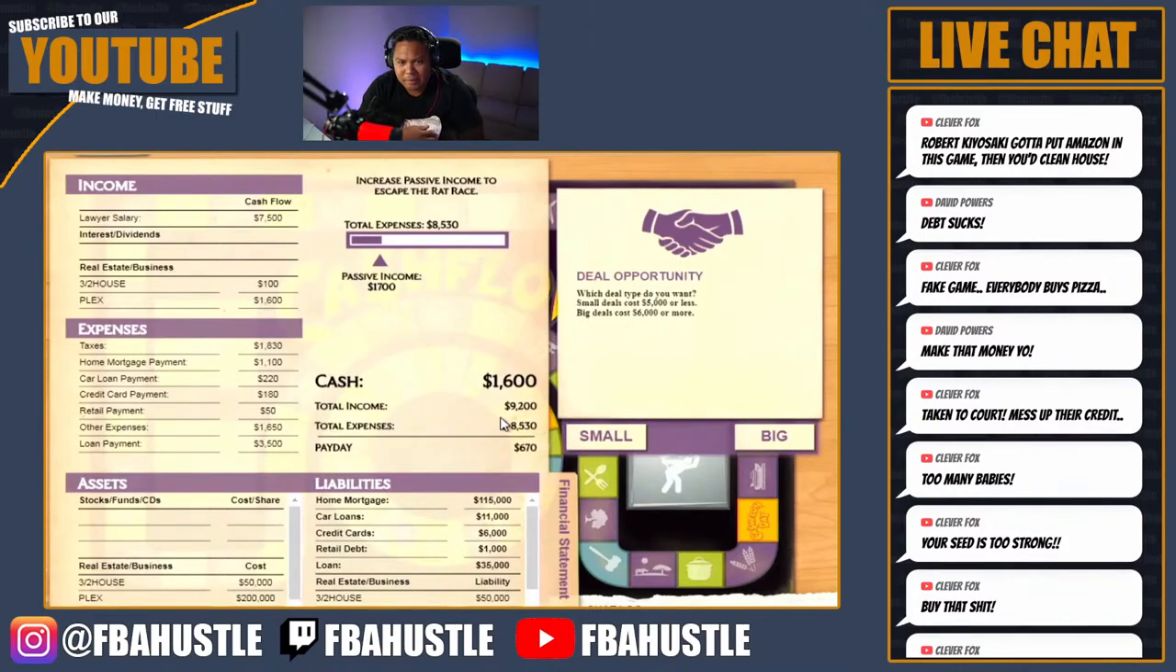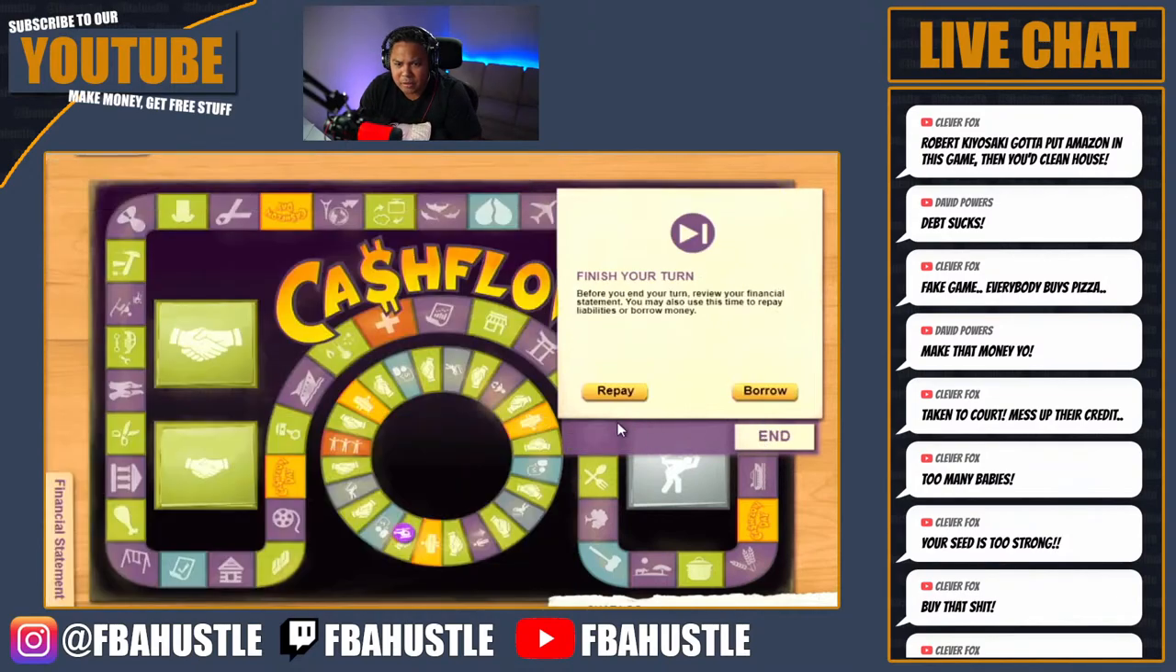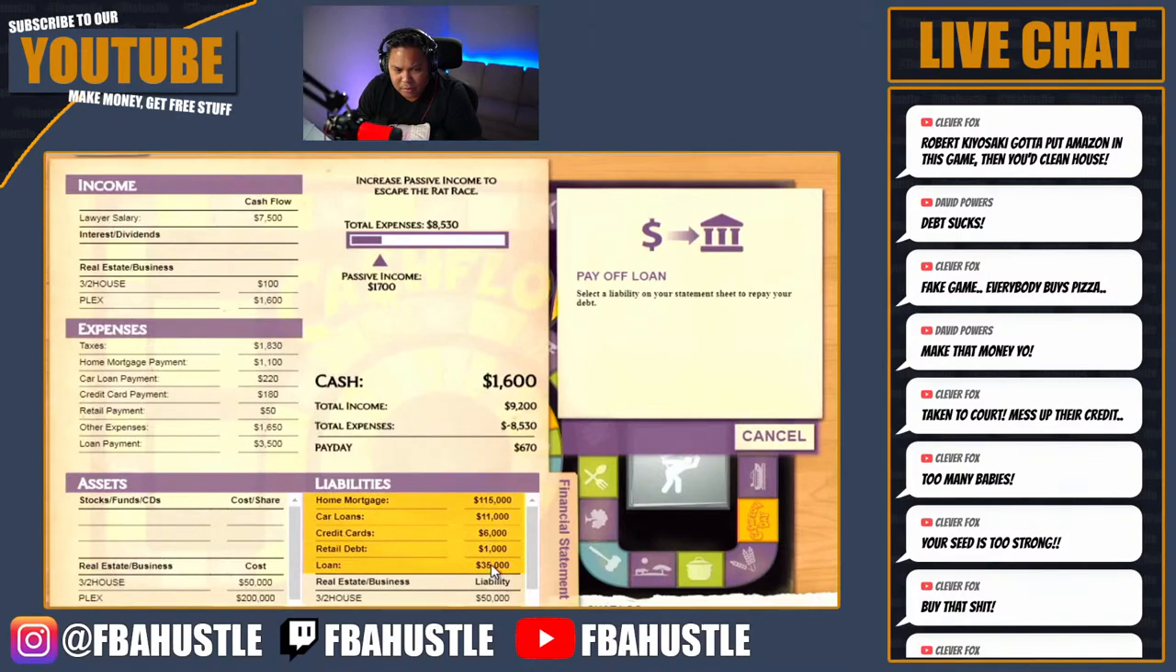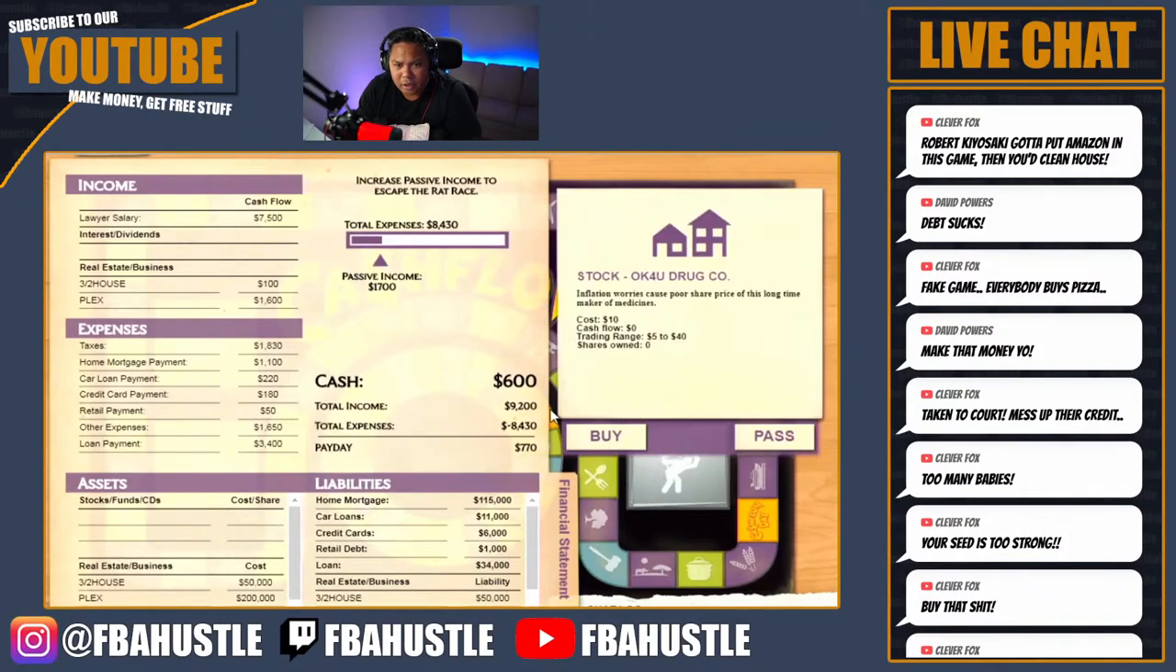Okay, we got 1600. Another opportunity. Preferred yield. Preferred stock. 2 big power. Cost 1200. Cash flow 10. No. I'll pass. I'll throw another 1000 towards this loan here. Cash on hand 600. Got a positive cash flow 770. I'm gonna have to pass this. We don't have enough buffer of cash on hand.